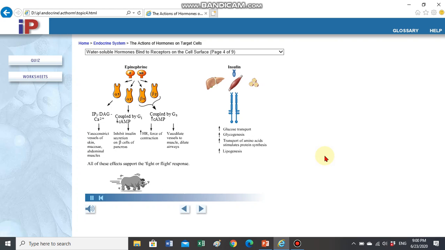Insulin stimulates glycogen synthesis in muscle and liver cells and triglyceride synthesis in adipose and liver cells. Amino acid uptake and protein synthesis are stimulated in muscle. Note that these effects support the overall goal of promoting storage of fuel molecules.